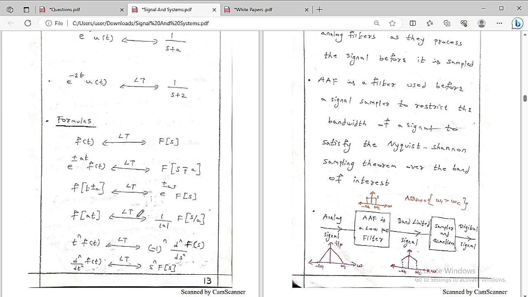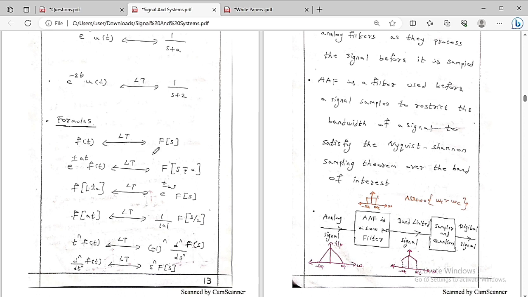Similarly, f of at has the Laplace transform 1 by mod a into F of s by a. A can be positive, a can be negative. Similarly, t to the power of n into f of t has the Laplace transform minus 1 to the power of n into the nth derivative of F of s with respect to s. Similarly, the nth derivative of f of t with respect to t has the Laplace transform s to the power of n into F of s. There are no extra terms because it is a bilateral transform. If it is a unilateral transform, there will be extra terms. So you always have to keep this in your mind.